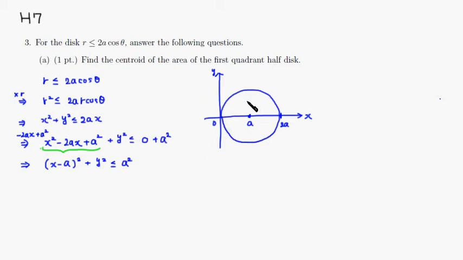Then we're looking at the centroid of the area of the first quadrant half disk. So we're looking at this part right here. It has to be in the first quadrant, so this is the half disk we're considering. In order to find the centroid, let's find x bar first, and I'll let you do y bar. To find x bar, we need to know the area of this half disk.